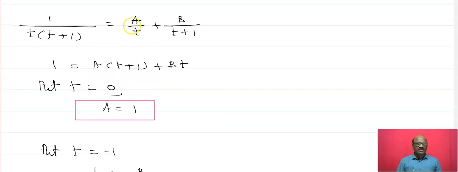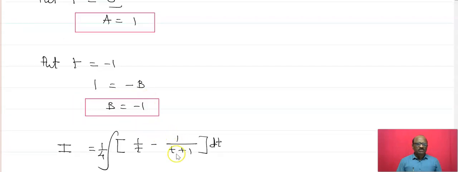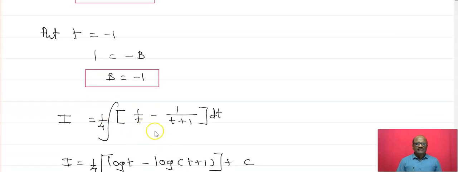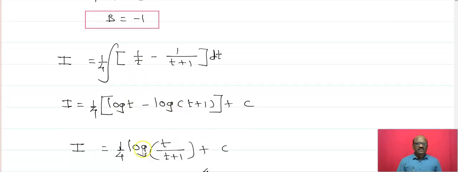Now see this again here: 1 upon t minus 1 upon 1 minus 1 upon t plus 1. And now this is a very simple integration. That is 1 by 4. The integration of 1 upon t is log of t minus log of t plus 1 plus c. Therefore, 1 by 4 log of t upon t plus 1 plus c.